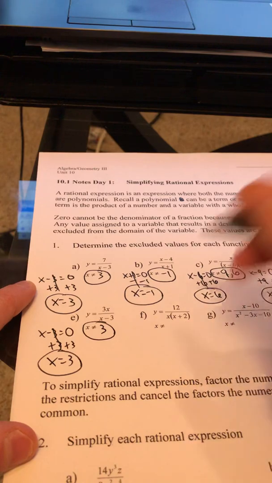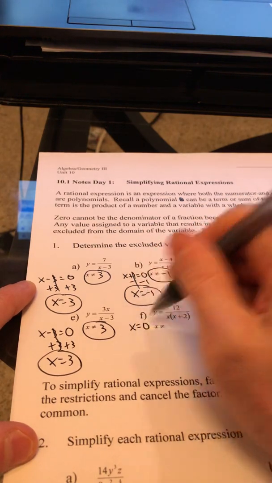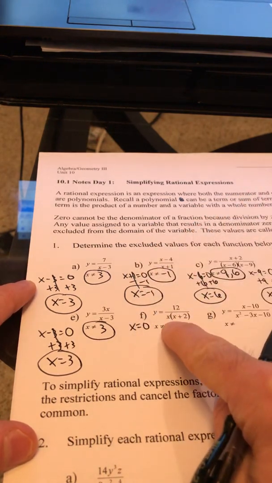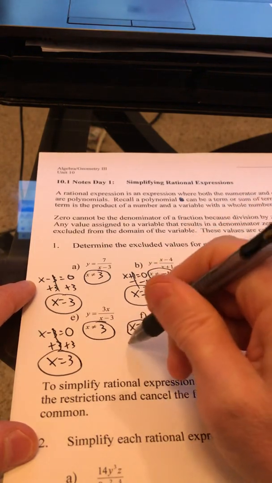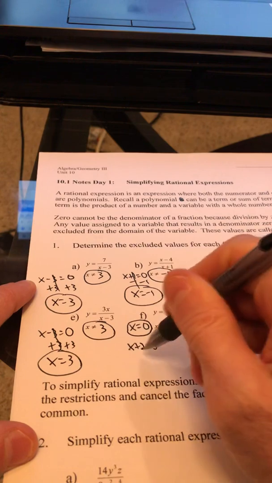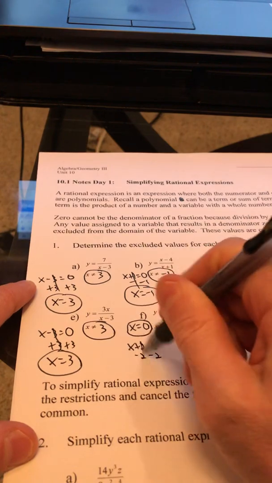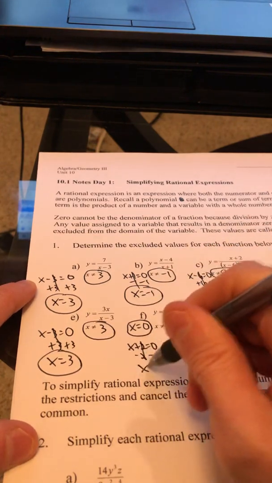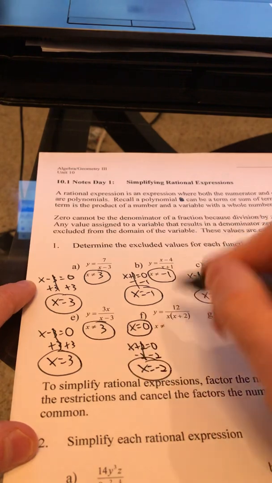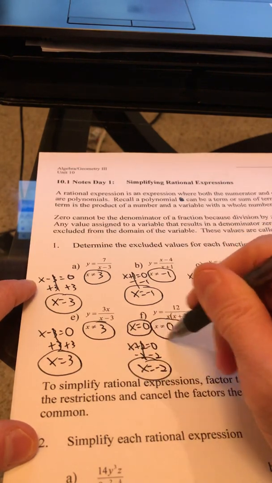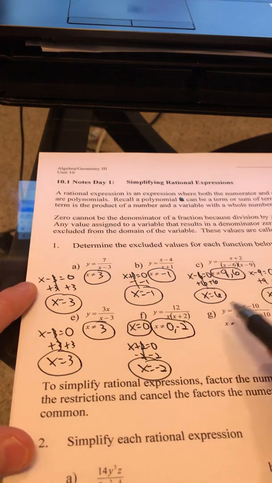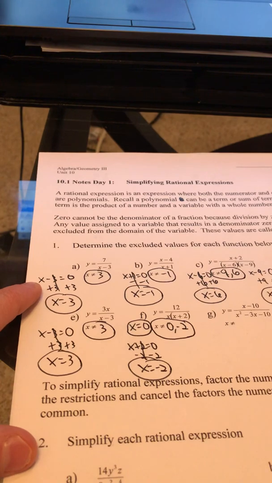For f, x equals 0 for the 12 over x portion of it. You don't have to solve anything there. For the x plus 2, I will just subtract, and the two excluded values are 0 and -2. All right, for example G, now is where we are going to have to do a little bit more work.